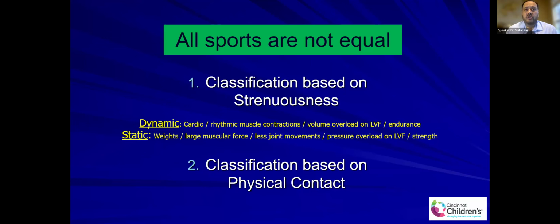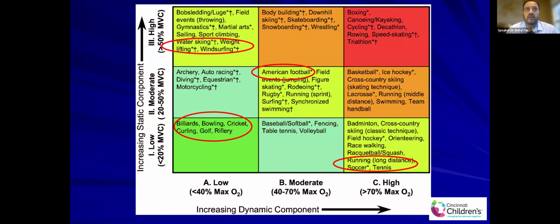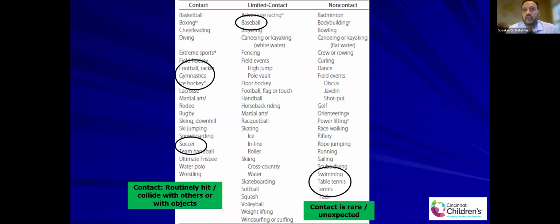A lot of injuries or conditions depend on what kind of sports you're involved in. If you take, for example, the bottom left, which includes cricket and billiards, they are low in strength and low in endurance. If you look at the bottom right, running or long distance is very high in endurance, low in strength. These are the typical sports where you can get overuse syndromes or overuse conditions. And if you look at the top left, which is more in strength, you can get acute injuries from weightlifting and water skiing. So it depends what kind of sports you're involved with.